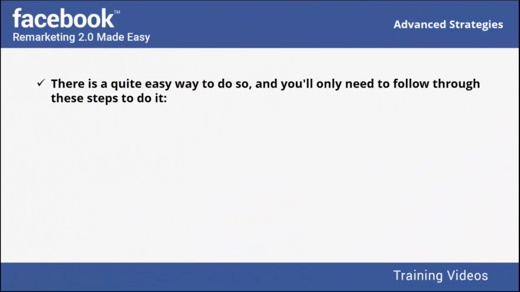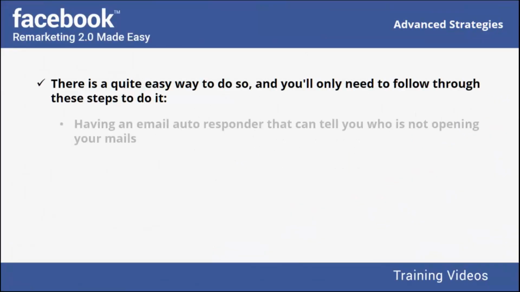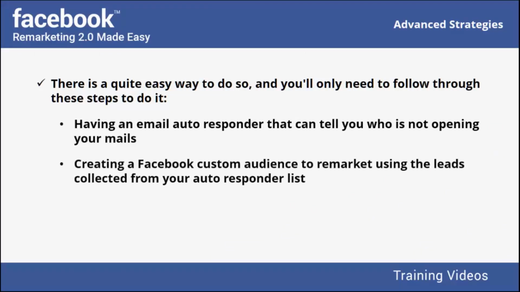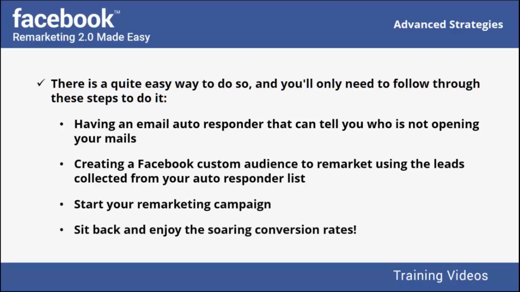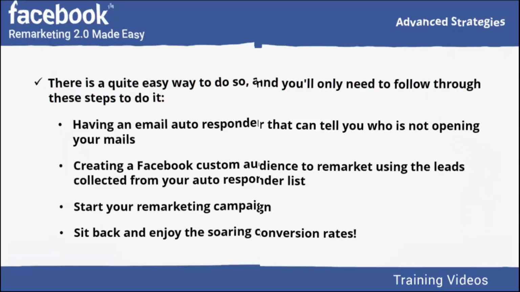There is a quite easy way to do so, and you'll only need to follow these steps. Having an email autoresponder that can tell you who is not opening your mails. Creating a Facebook custom audience to remarket using the leads collected from your autoresponder list. Start your remarketing campaign, and sit back and enjoy the soaring conversion rates.